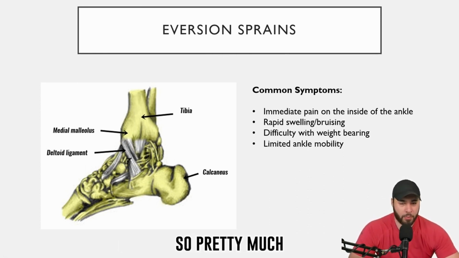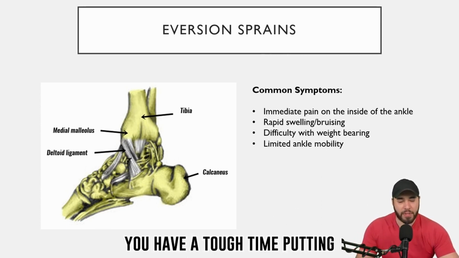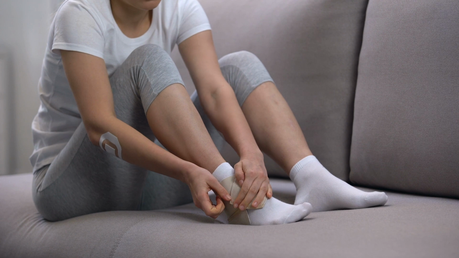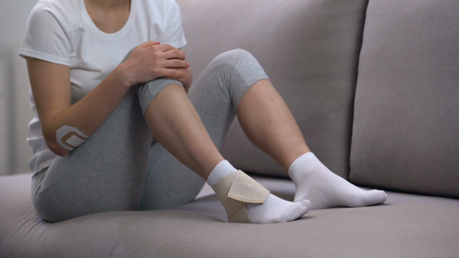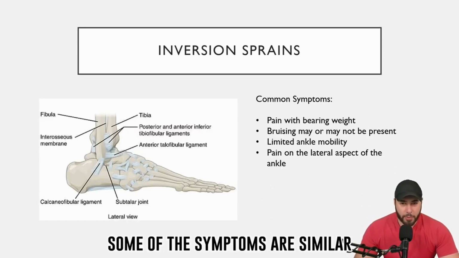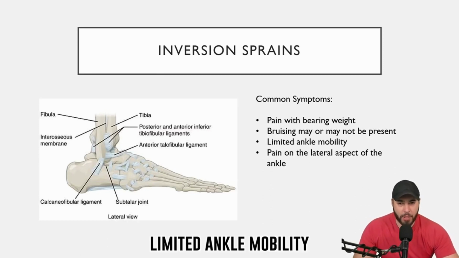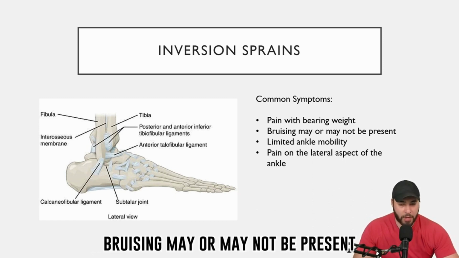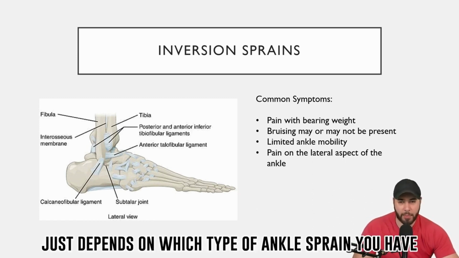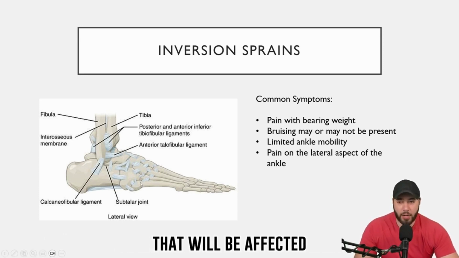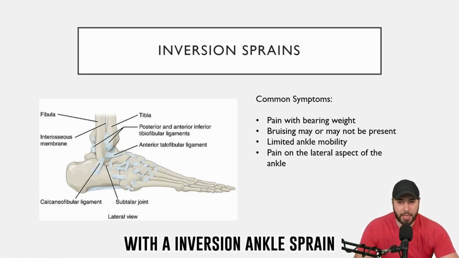So pretty much you just can't move it. You have a tough time putting weight on it. There may be some swelling or bruising depending on what type of ankle sprain you have. So here's covering the inversion sprains. Some of the symptoms are similar. Limited ankle mobility, pain on the lateral aspect of the ankle, bruising may or may not be present, like I said, just depends on which type of ankle sprain you have, and pain with bearing weight are the most common ligaments that will be affected with an inversion ankle sprain.